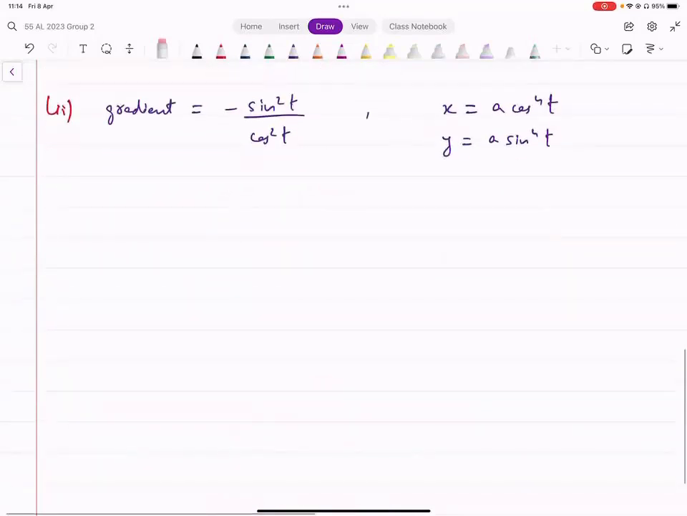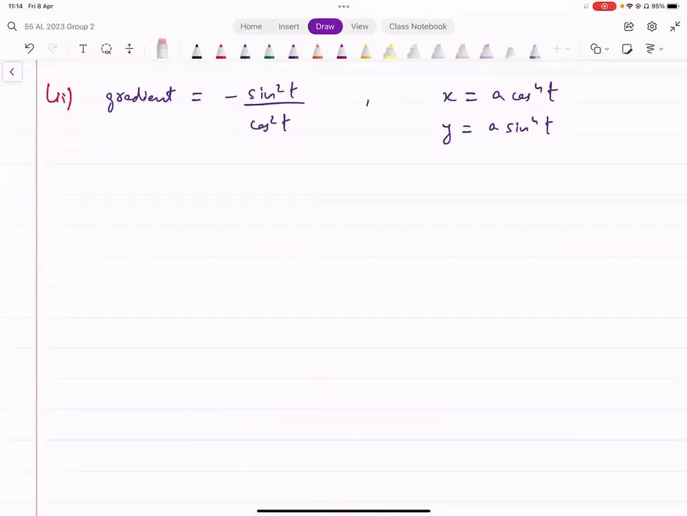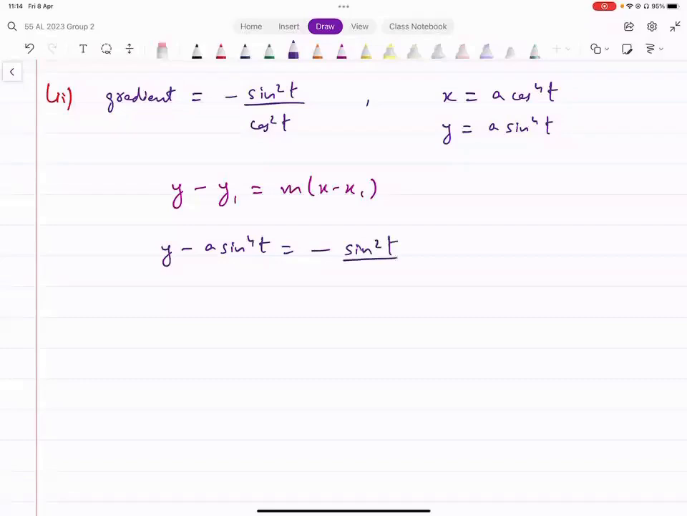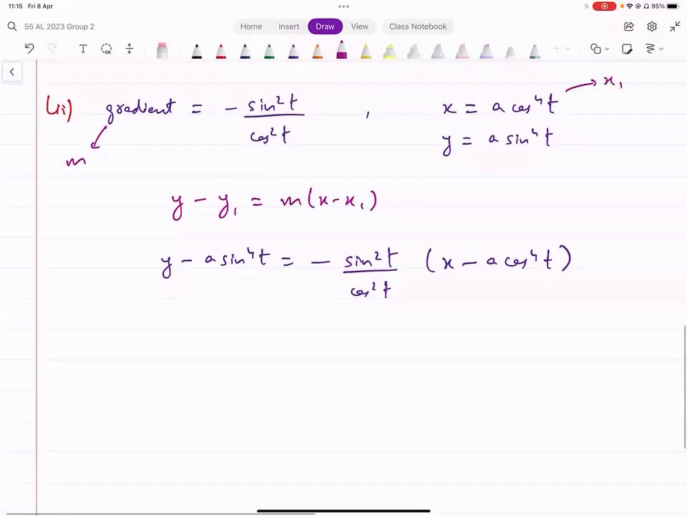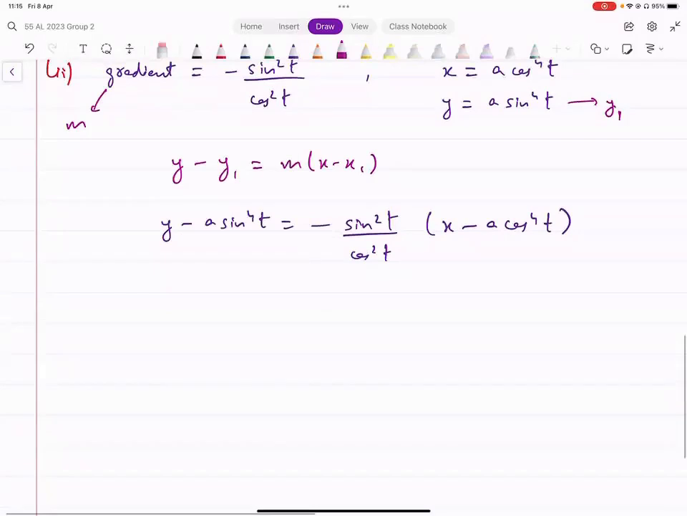Equation of tangent के formula के अंदर you've got the gradient, you've got the x coordinate, you've got the y coordinate. Now what's the straight line form? Y minus y1 equals m into x minus x1. Y minus y1 is a sine raised to power 4t. Gradient is minus sine square t over cos square t into x minus a cos raised to power 4t. So this was our m. This was x1. And this is y1. Input कर दिया इसके अंदर. This is the equation of the tangent.